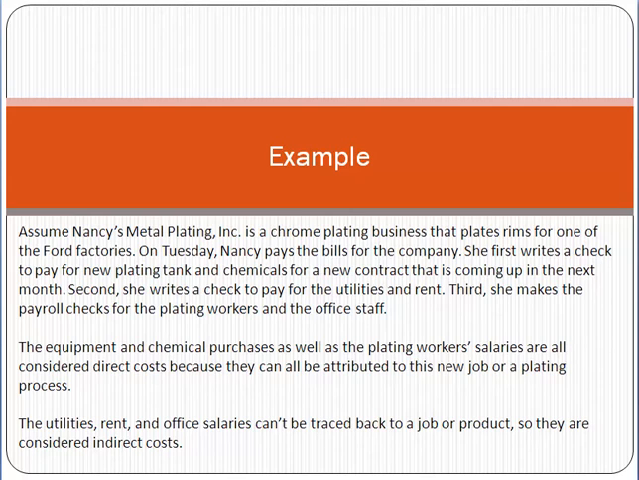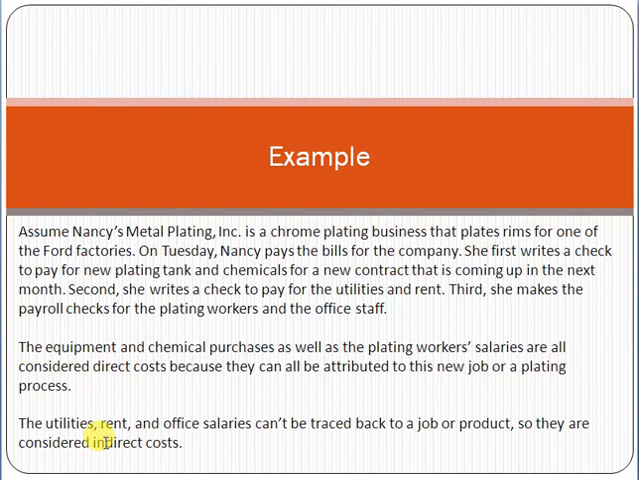Are you getting my point? She has made three checks. What were the checks? She first writes a check to pay for a new plating tank and chemicals for a new contract that is coming up in the next month. Second, she writes a check to pay for the utilities and rent. Third, she makes the payroll checks for the plating workers and the office staff. Now see from here, the equipment and chemical purchases as well as the plating workers' salaries are all considered direct cost. Why? Because it pertains to some cost head, some cost object. So that is why we are considering this as a direct cost.